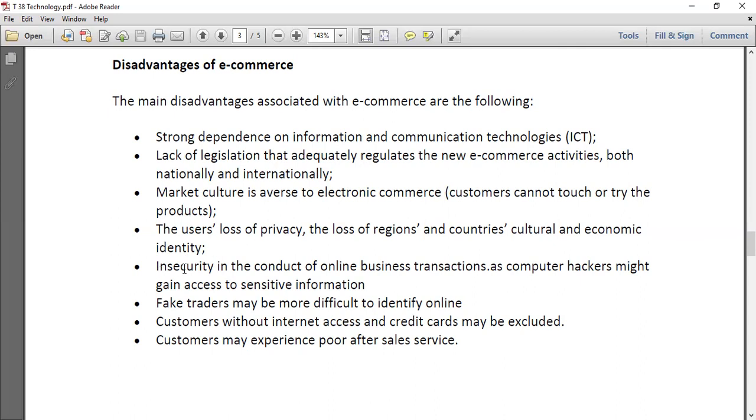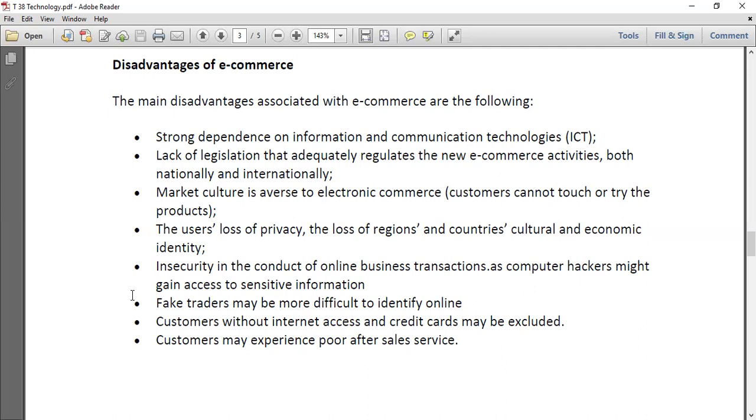And also insecurity in the conduct of online business transactions, especially from computer hackers. Computer hackers might gain access to your sensitive information. Sometimes your order history, your credit card numbers, your bank account details, your address, your telephone number, and they can misuse your information. This disadvantage, the negative side, is also there.